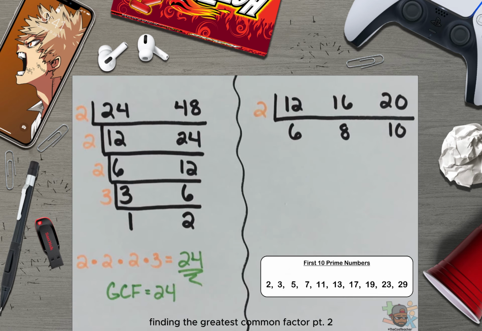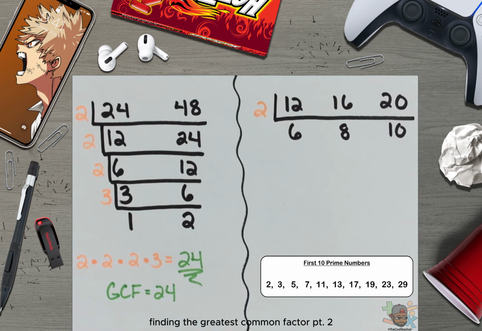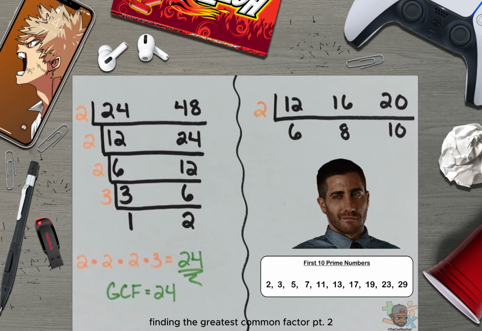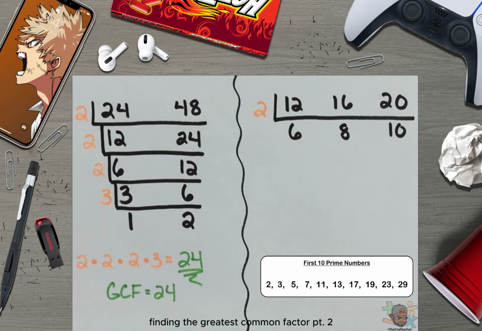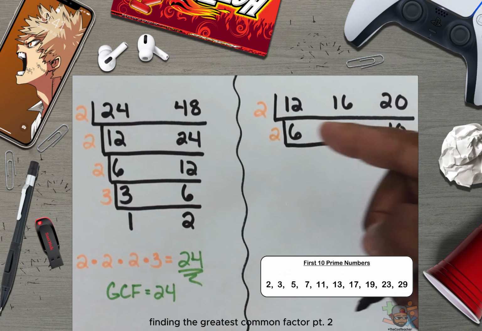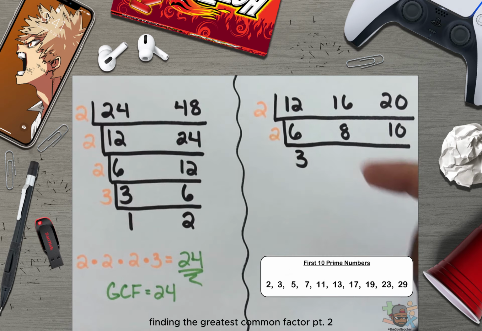Now, before I continue this problem, sometimes a lot of students will see 12, 16, and 20, and they'll be like, oh, I can go ahead and divide it by 4. Now, while 12, 16, and 20 all can be divided by 4, 4 is not a prime number. So if you were to do that, you'll mess up the whole problem and you won't get the right answer. So remember, always divide by prime numbers. Once again, looking here, I have 6, 8, and 10, all even numbers. So the prime number I'm going to divide these by is 2. 6 divided by 2 is 3. 8 divided by 2 is 4. 10 divided by 2 is 5.